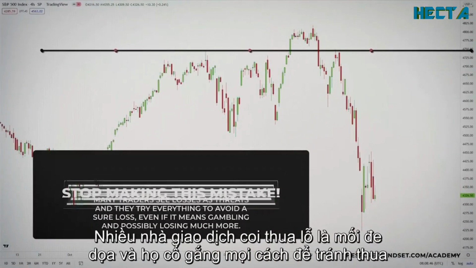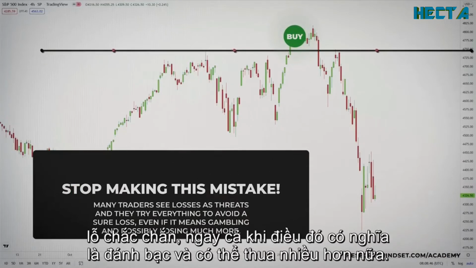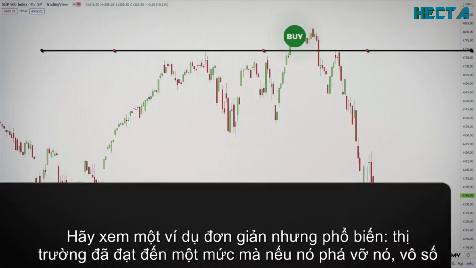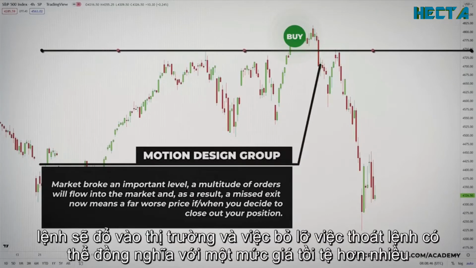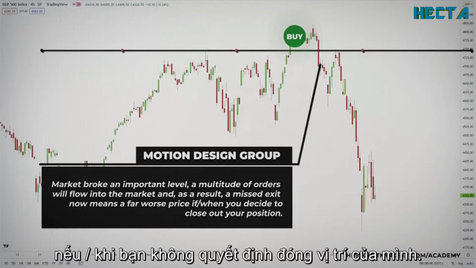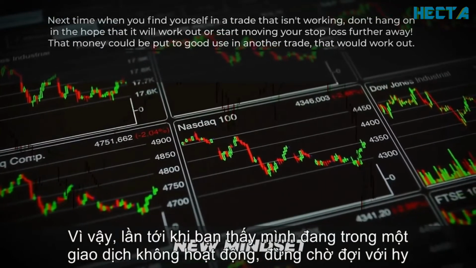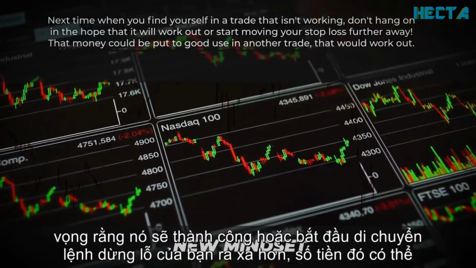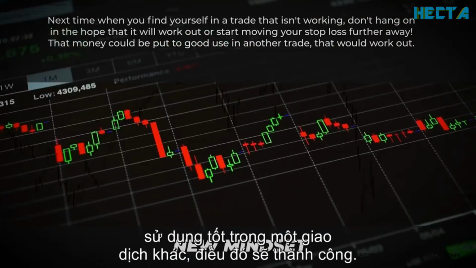Many traders see losses as threats, and they try everything to avoid a sure loss, even if it means gambling and possibly losing much more. Look at a simple but common example. The market has reached a level where, if it breaks it, a multitude of orders will flow into the market, and a missed exit could mean a far worse price if and when you decide to close out your position. So next time you find yourself in a trade that isn't working, don't wait in the hope that it will work out or start moving your stop loss further away. That money could be put to good use in other trades that would work out.